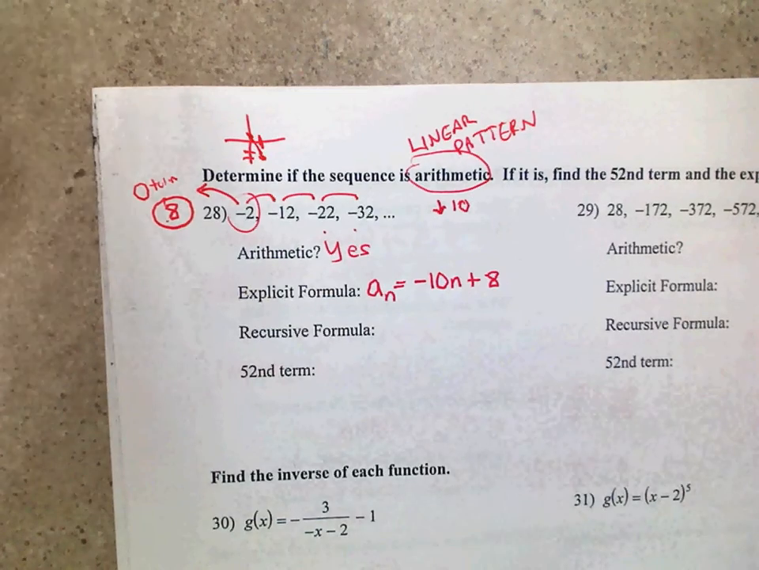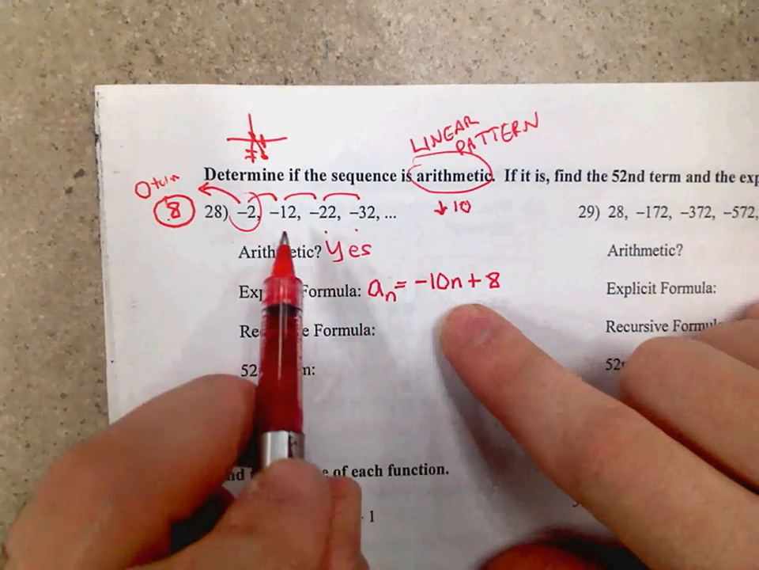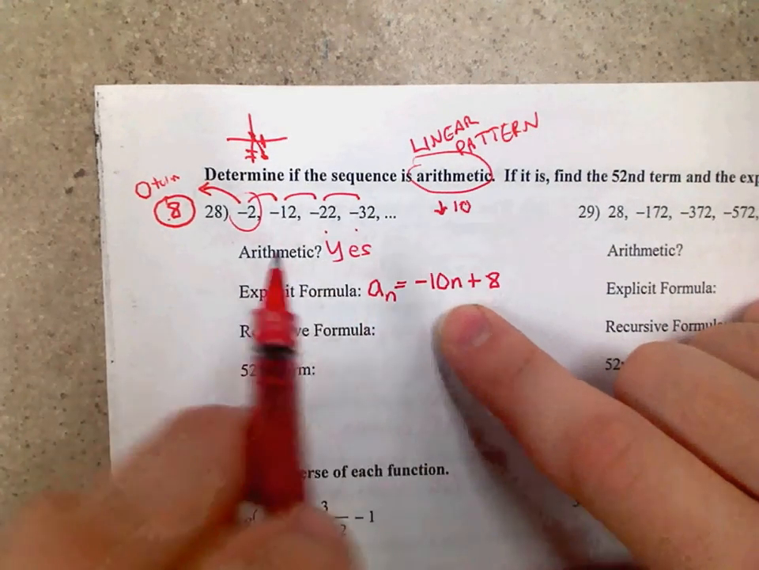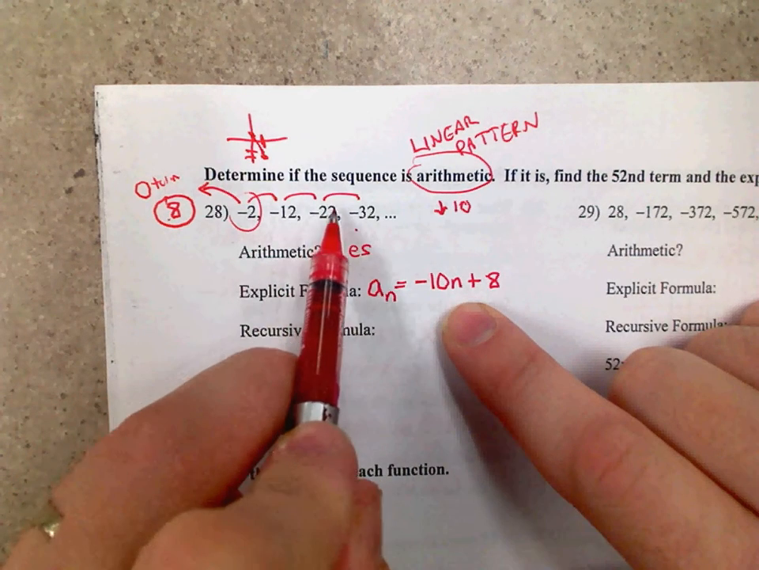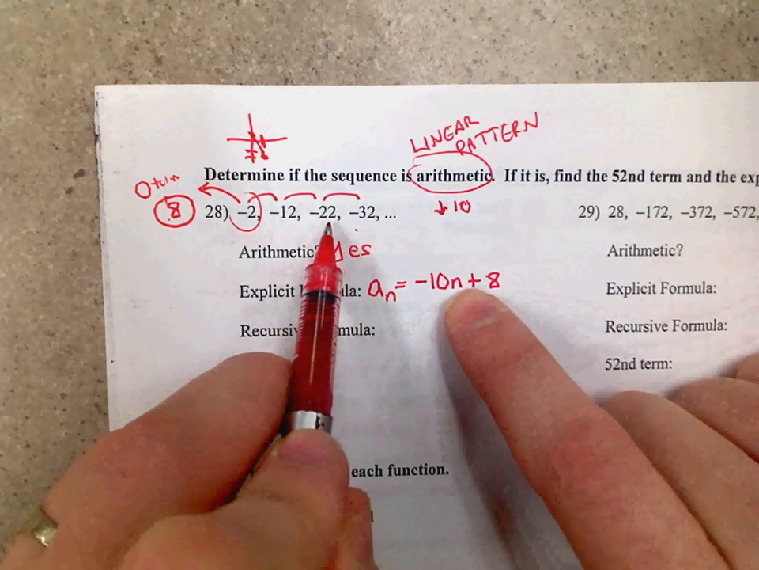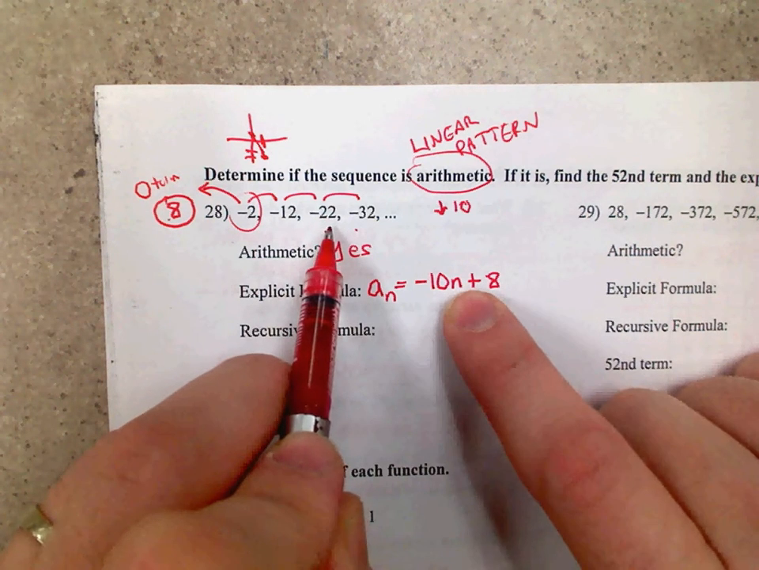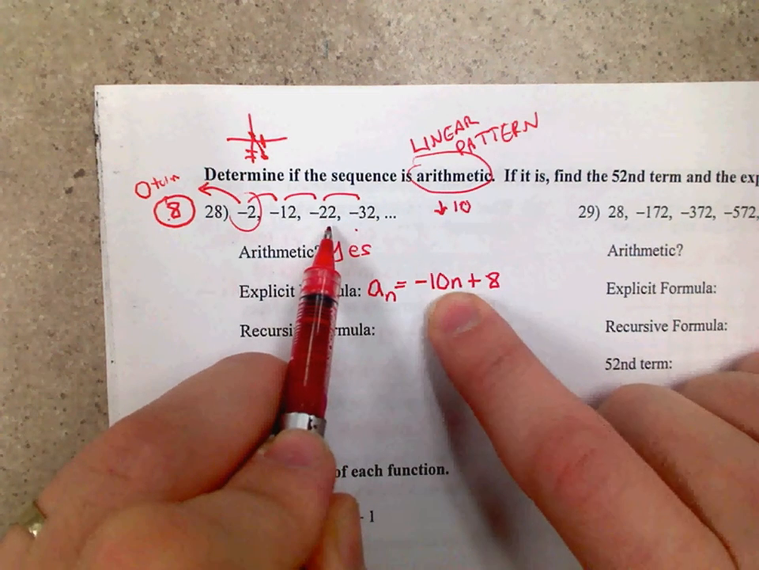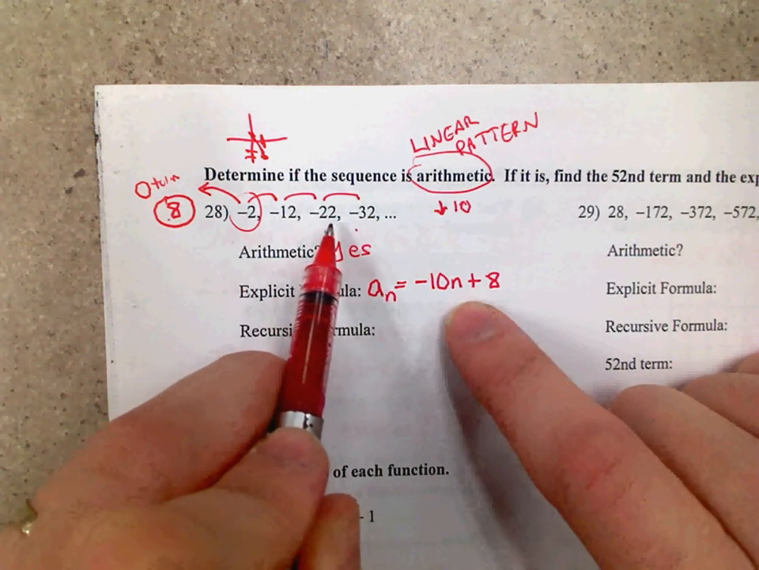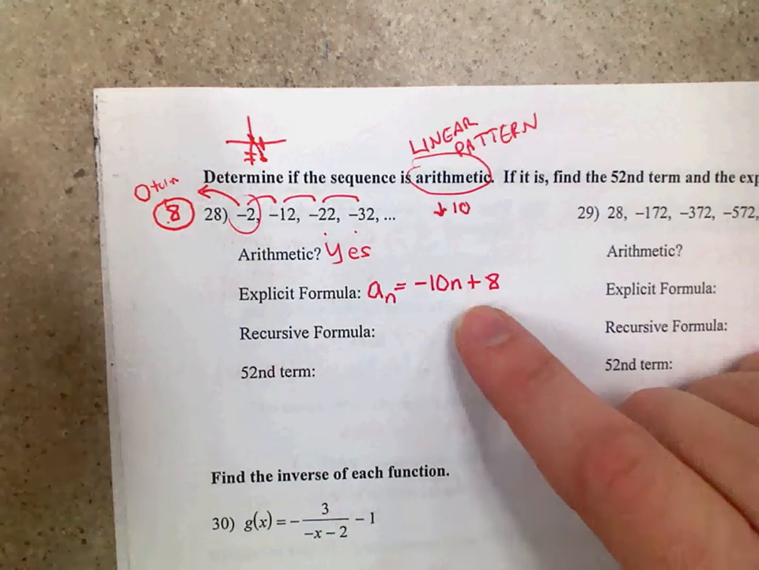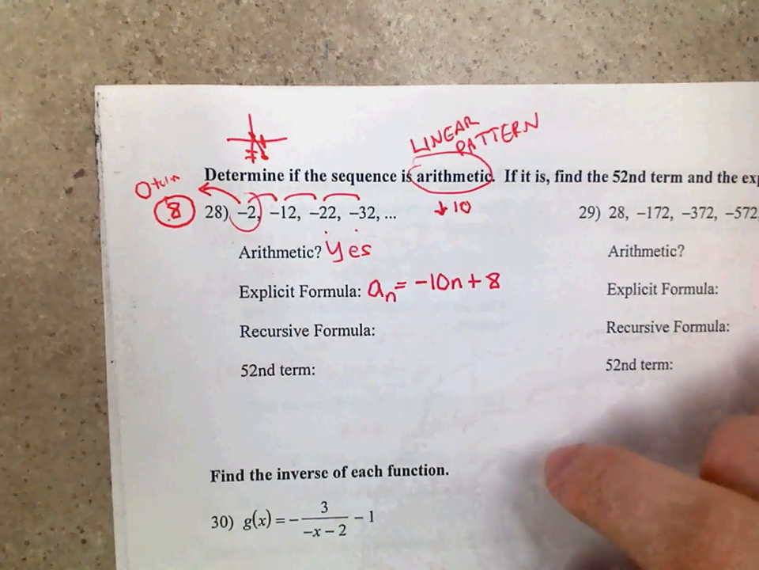Now, if you were to plug any number into this formula, you could get the correct term. So let's try it just to make sure we're right. Let's get the third term. The third term is negative 22. So I should be able to plug in a 3 here and get negative 22. Negative 10 times 3 is negative 30, plus 8 would be negative 22. So you can kind of check that and make sure you did it right. If you didn't, then you know you need to change a number.